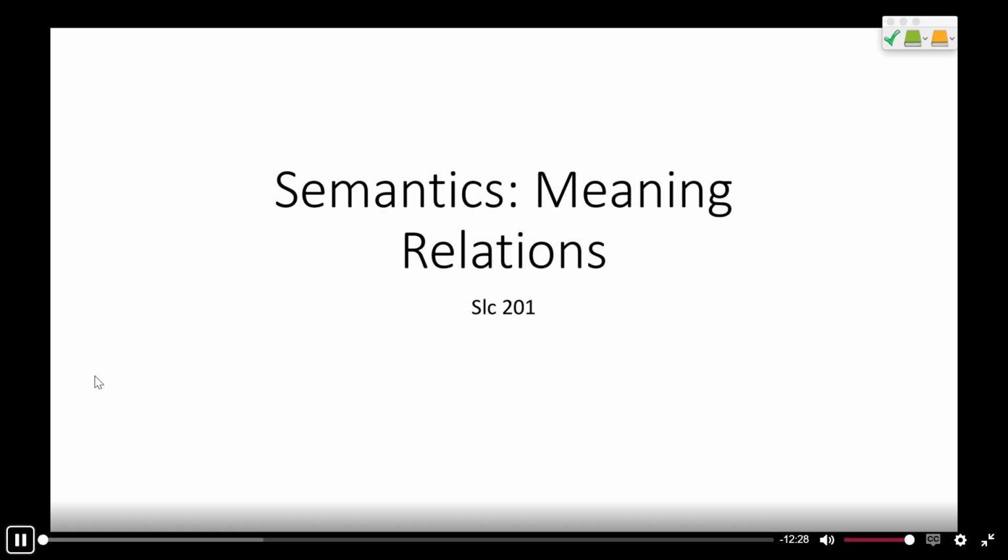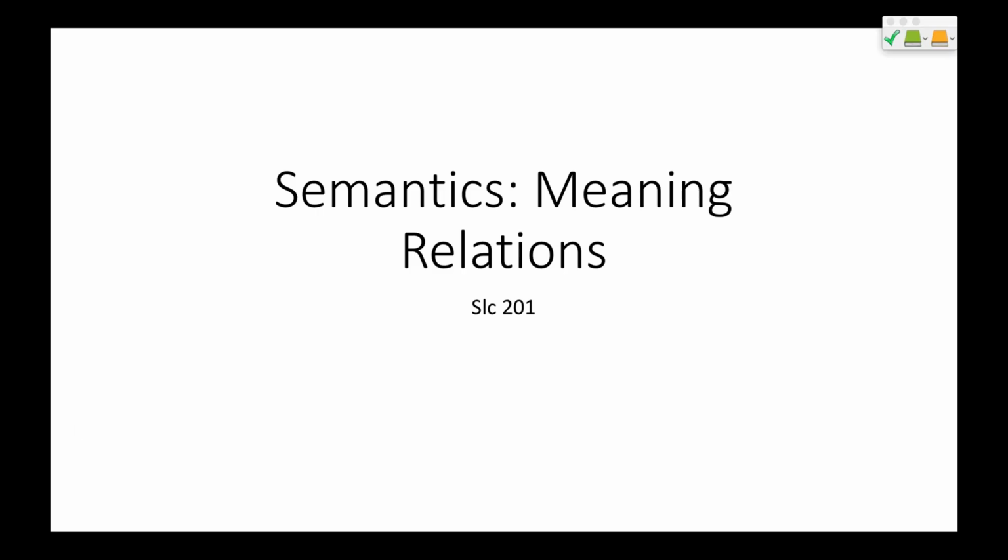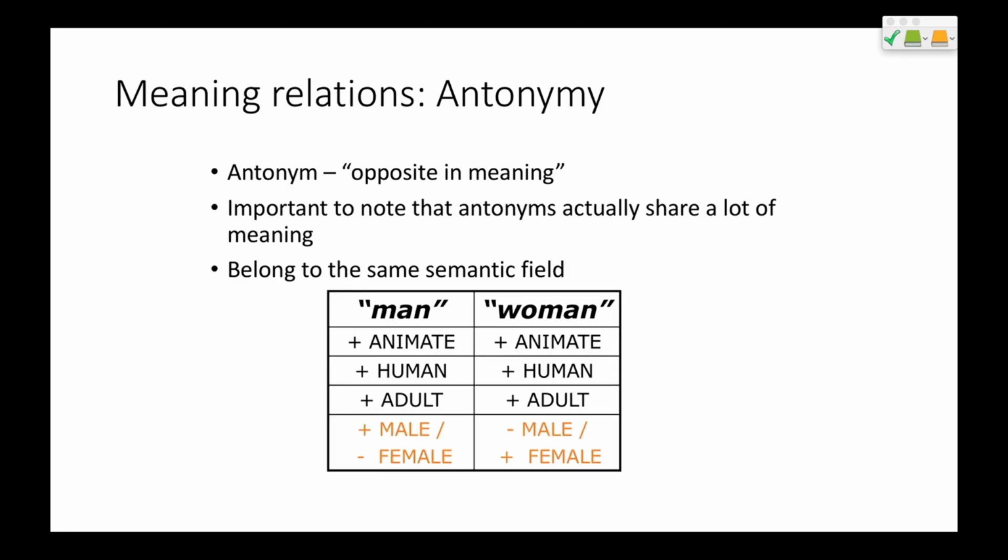In this case, what we're going to be looking at is meaning relations. Essentially, definitions of how different words can relate to each other. The first one is antonymy. Now, that's the antonym, opposite in meaning.